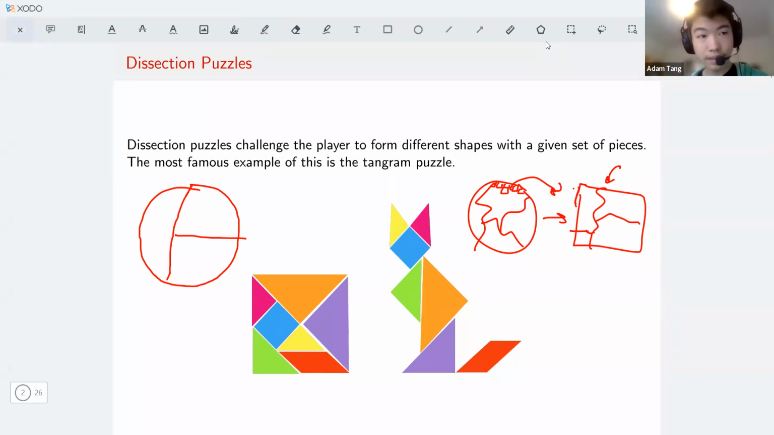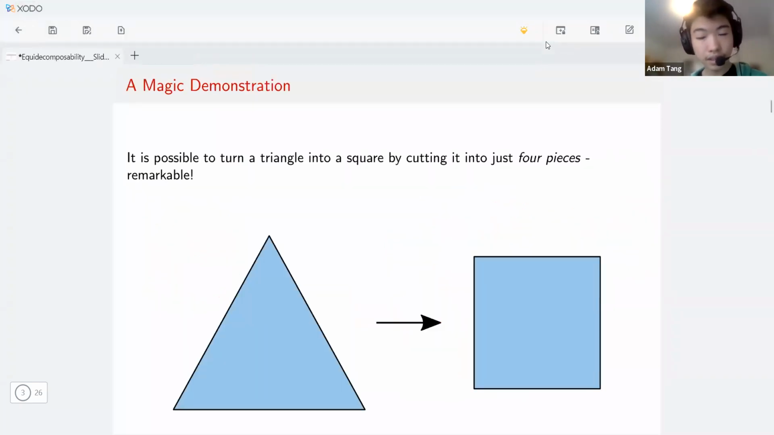We'll discuss this problem near the end. But for now, we're going to be considering a magic demonstration. What I'm talking about here is we can turn a triangle into a square by dissecting it into just 4 pieces. Now, it seems pretty improbable. The number of sides is different, and the sizes too. It's pretty hard to think about it.